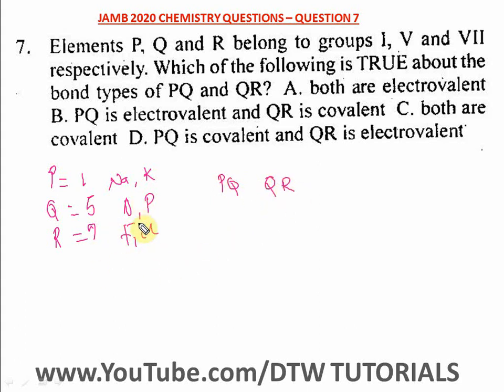If you see the kind of elements involved, you would know that PQ is electrovalent. The kind of bond that will be formed between PQ is electrovalent, and QR is covalent. So the answer for number 7 is B. PQ is electrovalent and QR is a covalent bond. Option B.